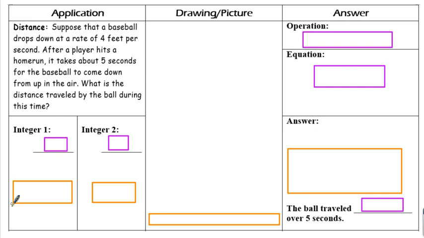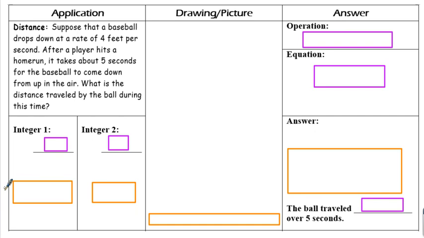Okay, so problem number 3. Suppose that a baseball drops at a rate of 4 feet per second. After a baseball player hits a home run, it takes about 5 seconds for the baseball to come down from the air. What is the distance traveled by the ball during this time? Okay, and if you need to, I'm going to give you time to pause the video and reread the problem on your own. Okay?